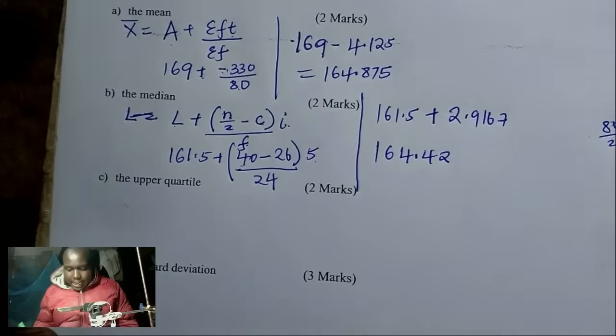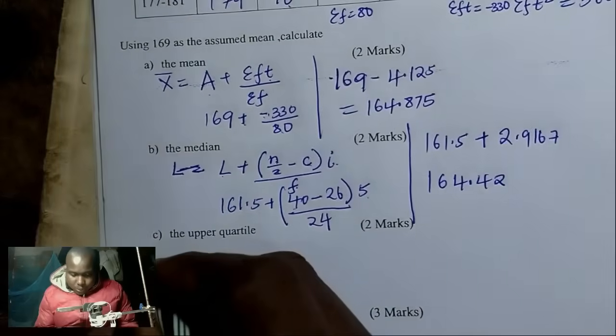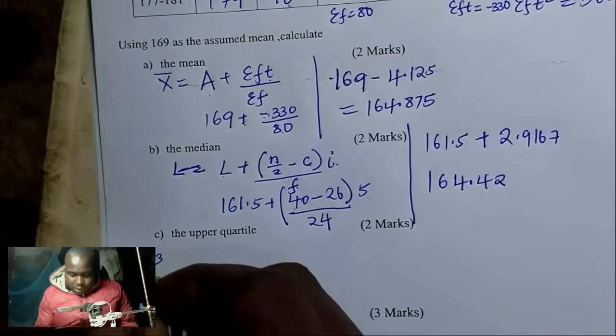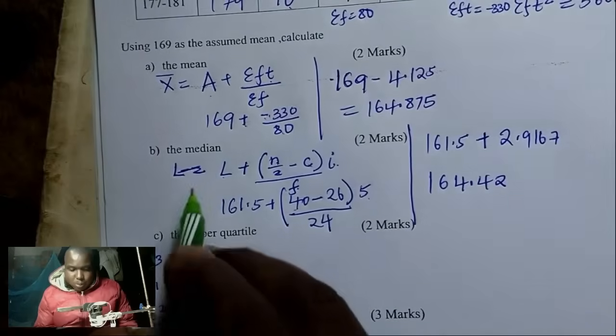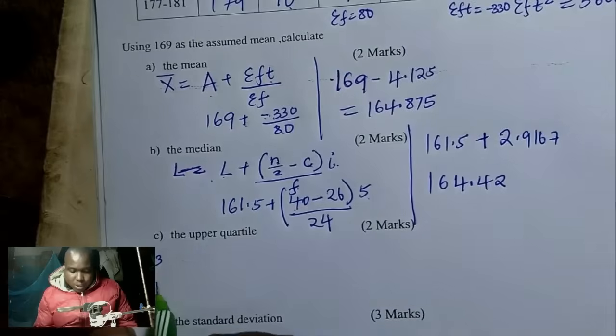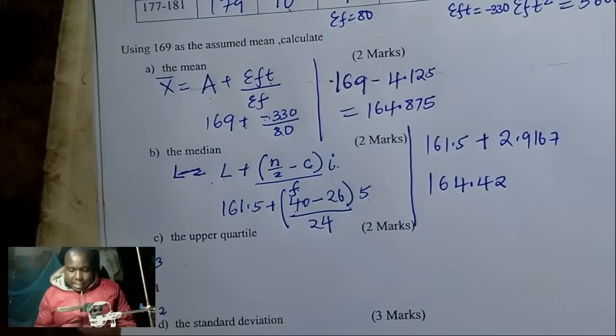The upper quantile, we have the lower quantile. We have Q3 and Q1. Q2 is the median, ndio hii tumefanya. Q1 is the lower quantile. Q3 is the upper quantile.